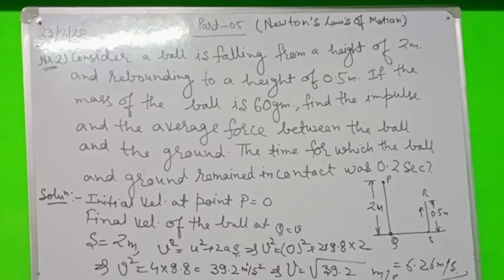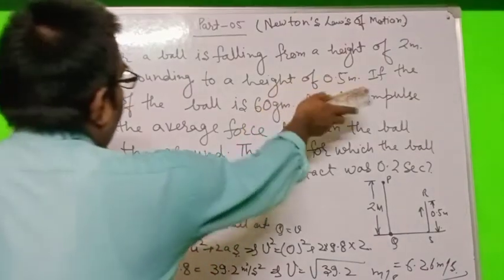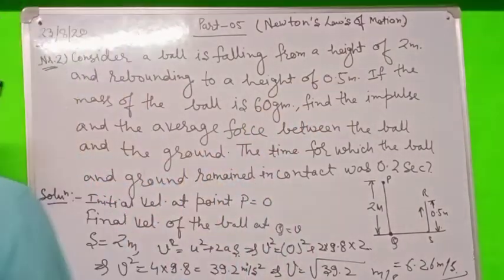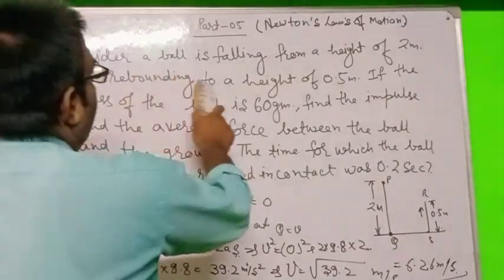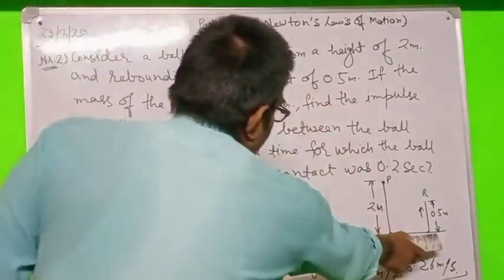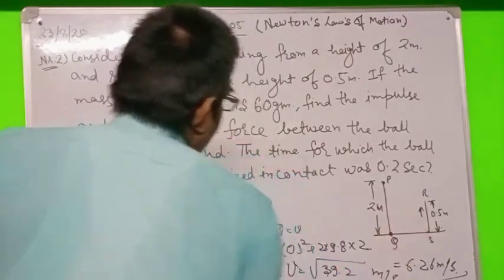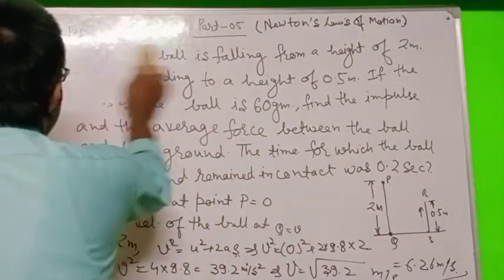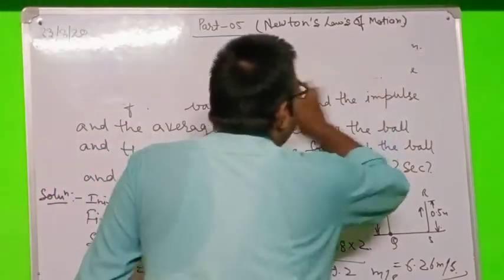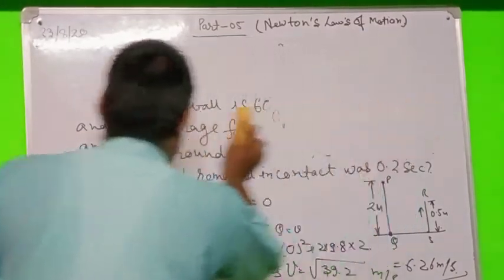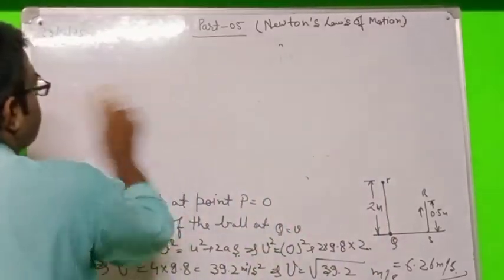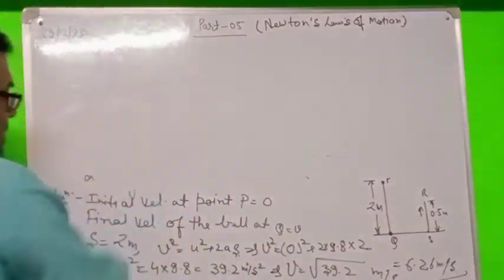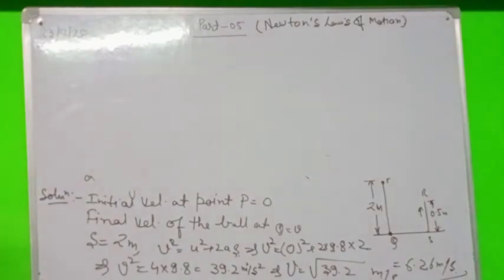Now for the second half of the question, find the impulse and the average force for 2 meter. Now by striking, it rebounds to a height of 0.5 meter.